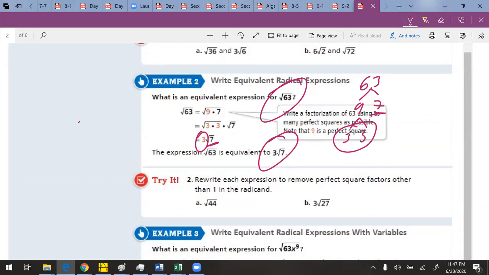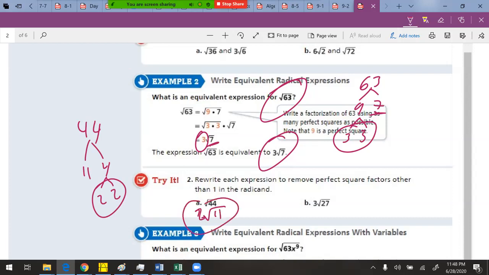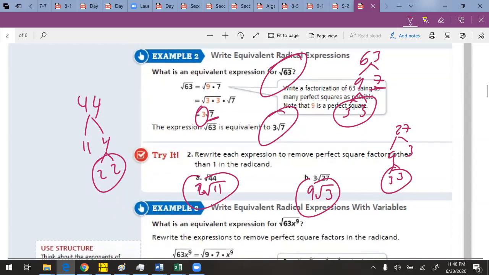Let's do this real quick. 44. Okay, 11 and 4. I can't break down 11 anymore, but I can break down 4 to 2 and 2. So this means it's going to be 2 on the outside and then 11 on the inside. Voila, we got it. Let's do this. Radical 27. That's going to be 9 and 3, and then 3 and 3. There's a pair. This 3 multiplies with this 3, so it's 9, and then a 3 on the inside. We got it, okay?